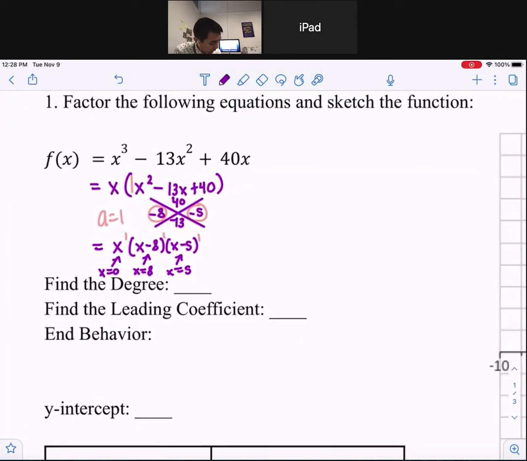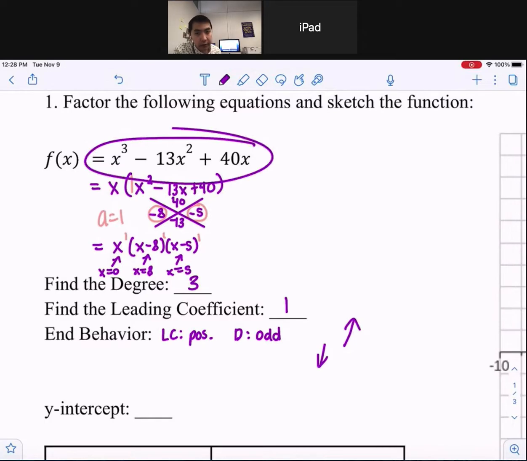Find the degree. Highest degree is 3. Leading coefficient of this is 1. And for end behavior, the leading coefficient is positive and the degree is odd. So positive odd, that's down and then up. And the y-intercept, if you set x equals 0, all of those will be 0.